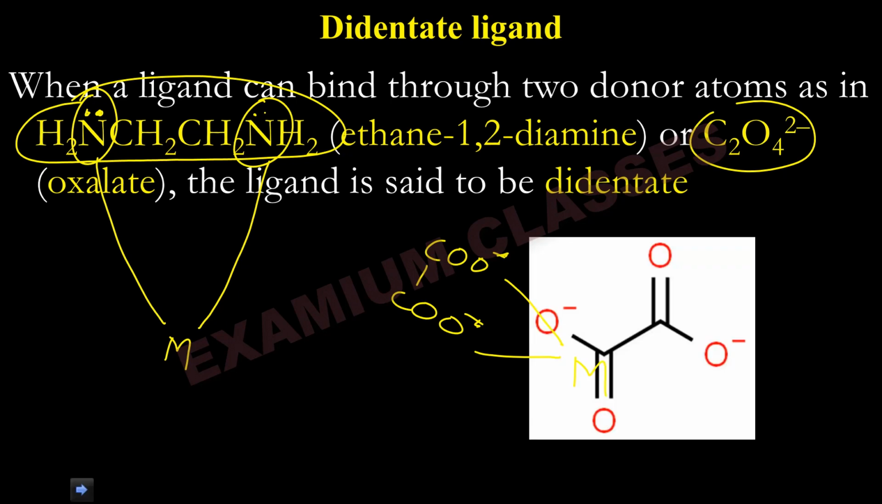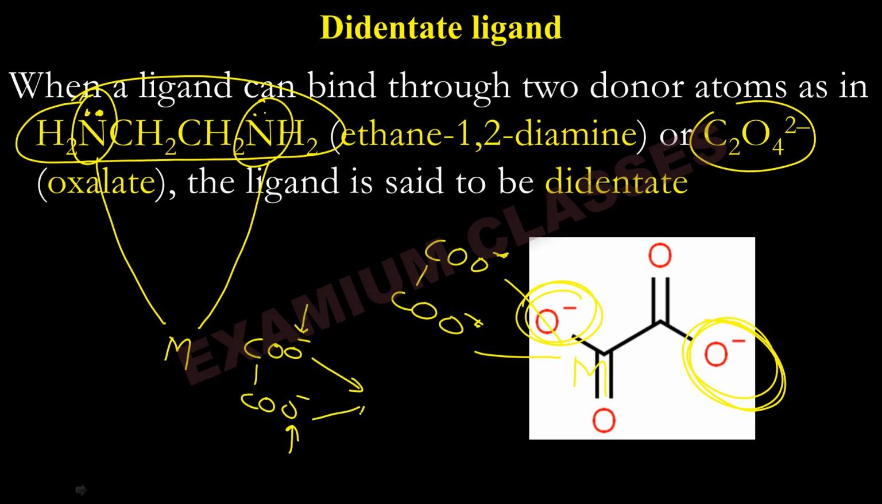This is the same oxalate. Oxalate has two sides, this oxygen and this oxygen. Both these oxygens will donate their electrons to the central metal atom and form coordinate bonds. If you have COO, it has two, this one and this one. These two will give electrons to the central metal atom. So one ligand is there, but it will have two coordinate bonds. Simple. One ligand, two coordinate bonds.